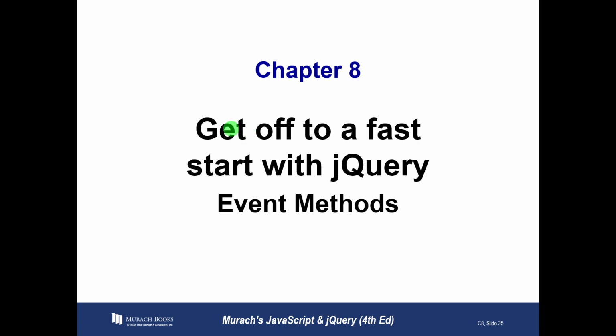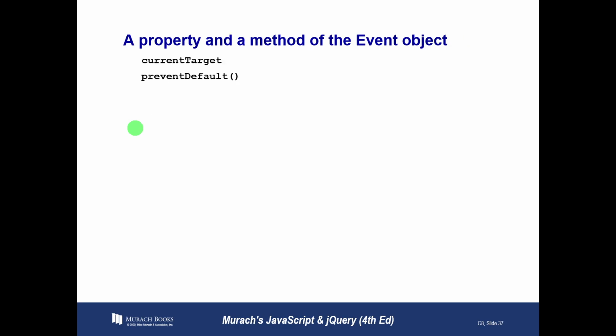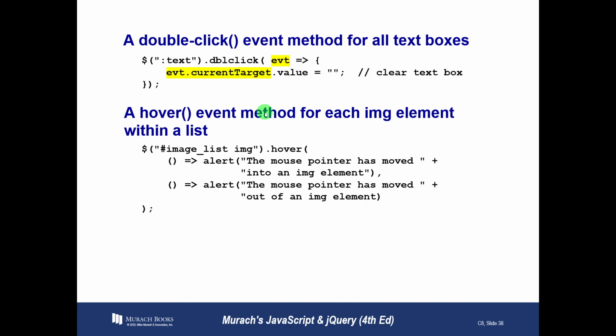And then let's take a look at some event methods. We have a ready method, a click method, double click methods, mouse enters, mouse overs, mouse outs, and hovers. We have a lot of them. jQuery event methods. How do we check for these methods or these events when they happen? We also have an event object that has a current target and a prevent default, which we've seen before. So we'll take a look at those as well. So let's look at some examples here.